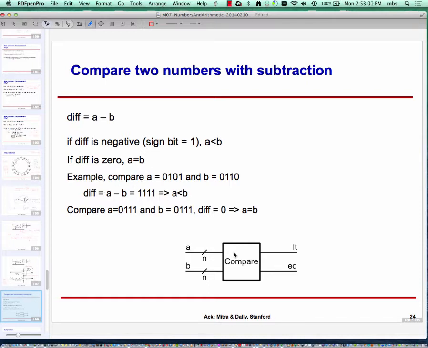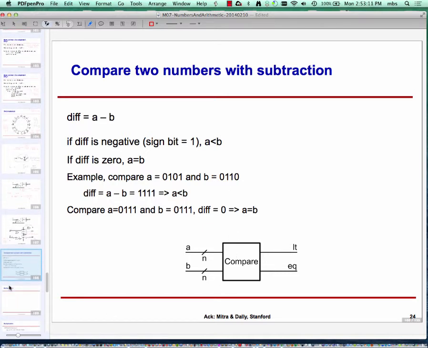So comparison could be done using subtraction. Once you have subtraction, other operations open up as a consequence. By the way, we had done a magnitude comparator before also, but that was a magnitude comparator for two positive numbers. Now you can begin to compare two signed numbers. A and B could be signed numbers. Two functions.